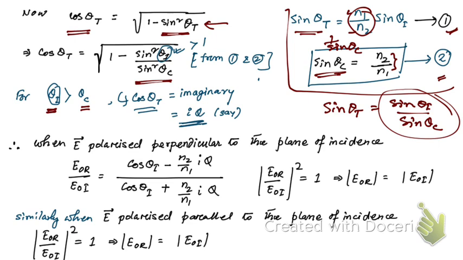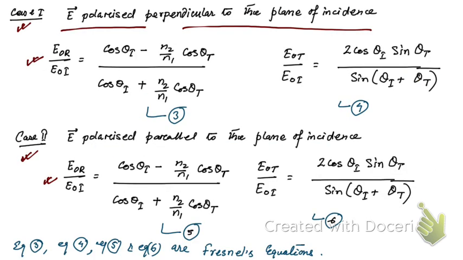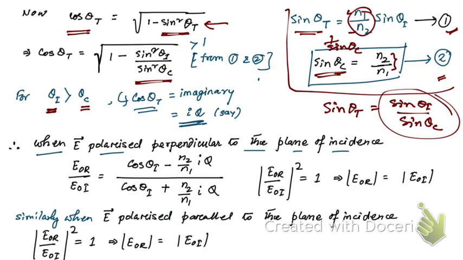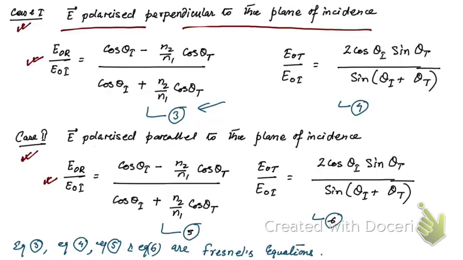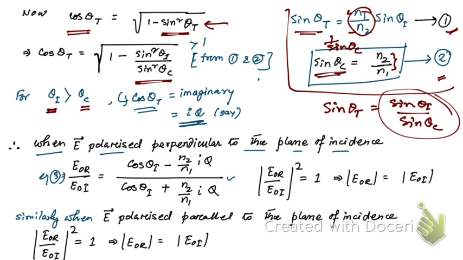Now you see, just let me clean these things, okay? Now for the first case, when E is polarized perpendicular to the plane of incidence, I have taken this from equation number 3, right? So in this equation number 3, I have replaced this cos theta t by iq, right? That's why we have got this.